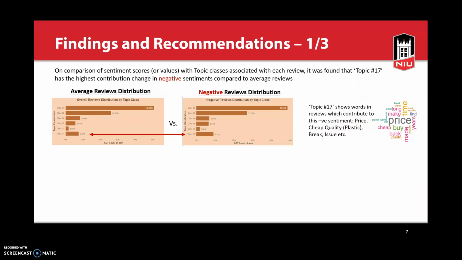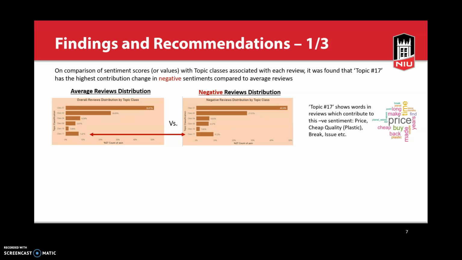So our first finding was from topic modeling. You can see we have a graph here on the left side which shows the overall reviews distribution by topic class. So we got 19 classes based on highest coherence, and then we used dendrogram on that, and after that we got 6 classes, out of which we found out that class 17 was the one which has the highest contribution of negative reviews.